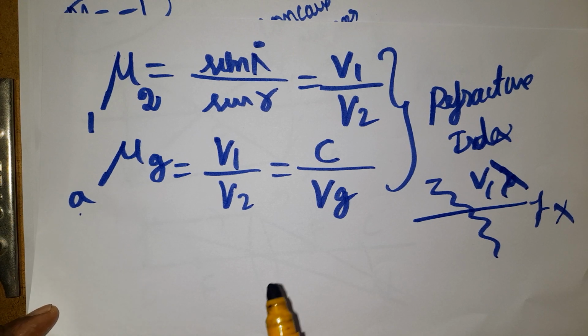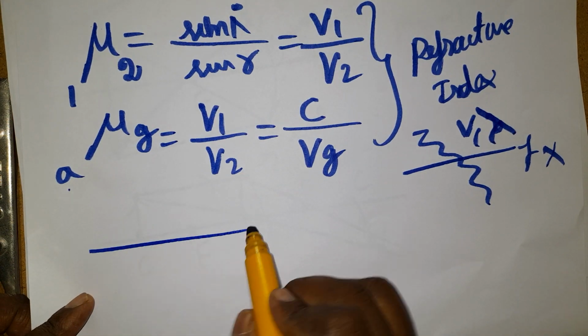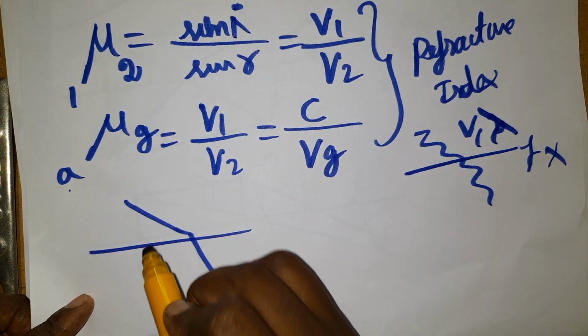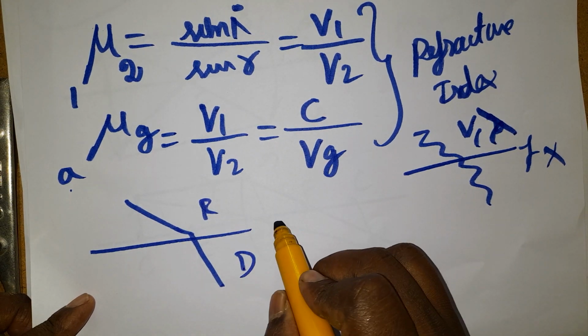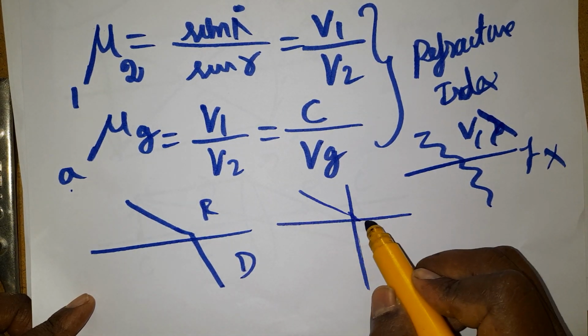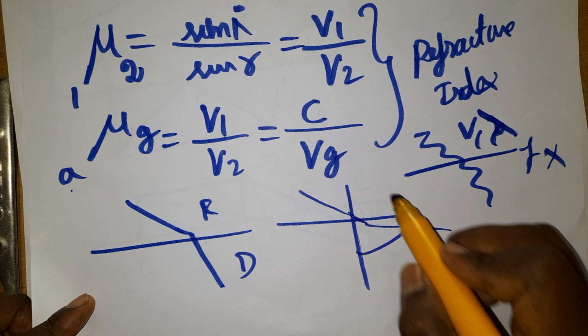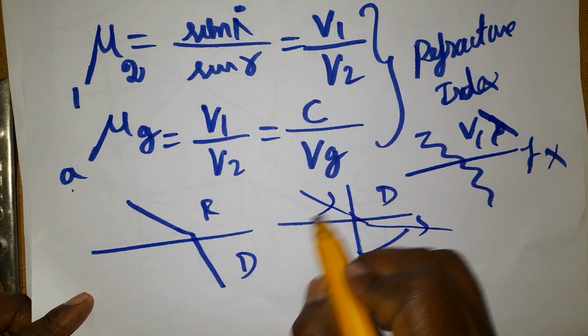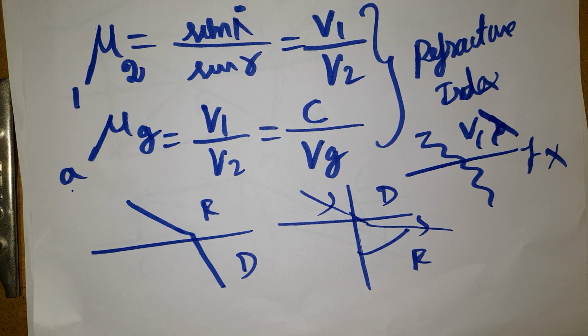Okay. The next one: when light is traveling from one medium to another medium and it deviates towards the normal, it's going from rarer to denser. In case it deviates away from the normal, it's going from denser to rarer. Opposite condition. It's also very simple.